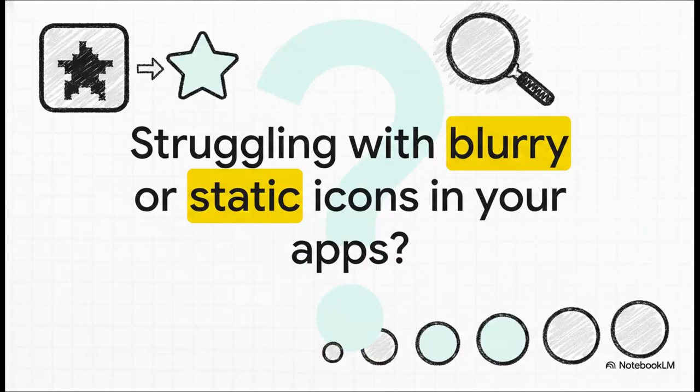You know the feeling, right? You spend hours crafting this perfect layout, everything looks great, but then you run it on a phone with a high-res screen, or you try to make an icon just a little bit bigger and suddenly, it's all fuzzy. Those crisp graphics just fall apart, looking blurry and, let's be honest, kind of unprofessional. It's a super common problem with older image formats.